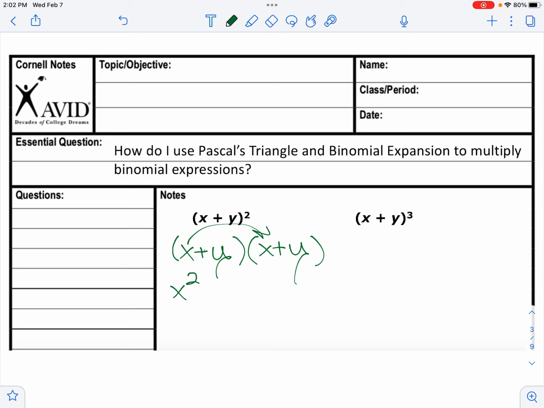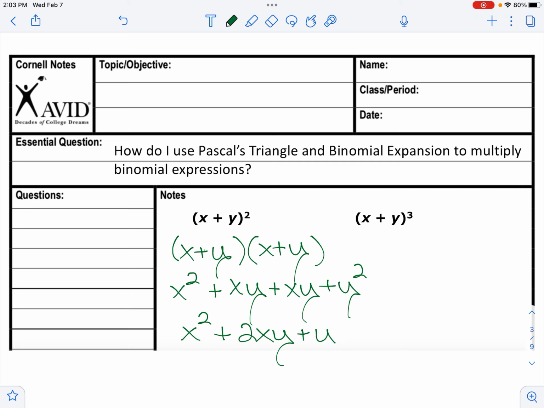First, x times y would be xy. Now I'm going to go this times this, and then this times this. So that would be y times x, which, I'm just going to write it in alphabetical order, would be xy. And then y times y would be y squared. Okay, so now the two terms in the middle, I want to combine those. So I would have x squared plus 2xy plus y squared. Okay, so that would be my answer for (x + y) squared.